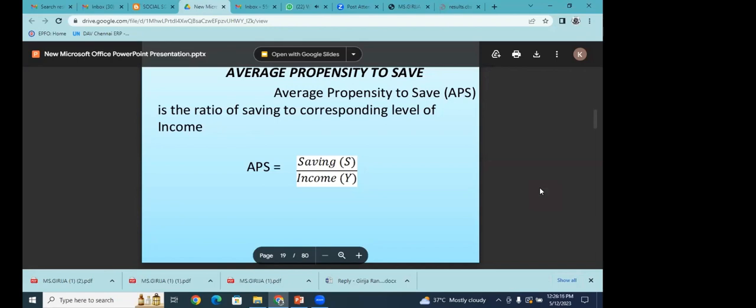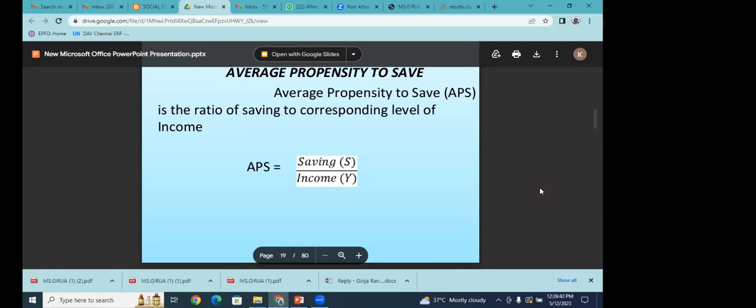Can APS be 0? Yes. When will it be 0? When consumption is equal to income. That point is called the break-even point. Can APS be 1? Can APS be 1 or greater than 1?